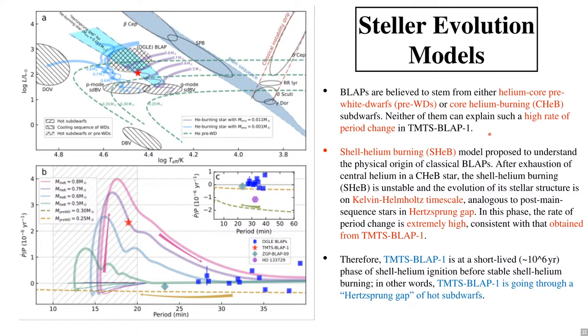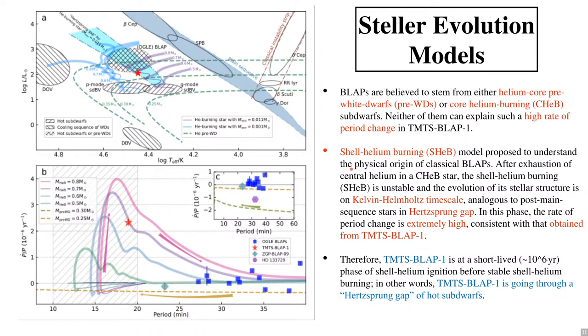So finally, we run some stellar evolution models. Actually, we confirm that for our blob star, you can see this is the period change. This is the period. For other blobs, you can see they show very marginal period changes. But TMTS blob one shows a very large period change. So it cannot be explained by either the helium core pre-white dwarf scenario or the core helium burning subdwarf scenario. Neither of them can explain the high rate of period change detected in TMTS blob one.